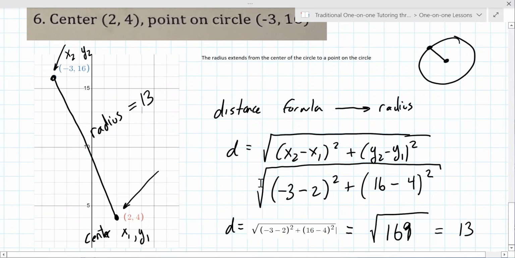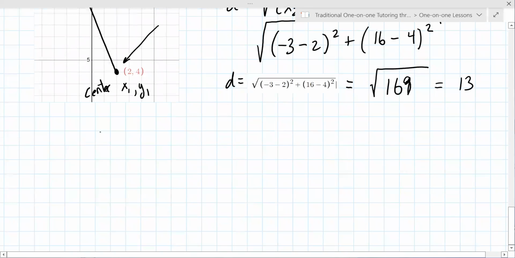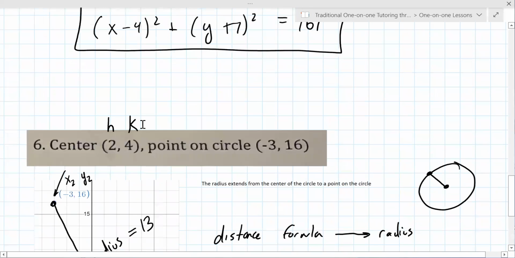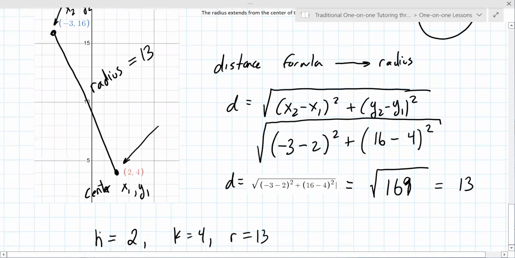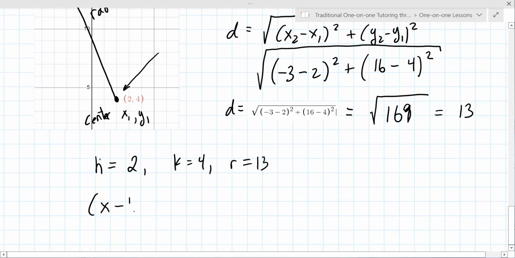So that's another reason why you need more paper. But we can go down and write our equation. We said h is, what did we say here? H is 2, k is 4, and radius is 13. So you can now write your equation of a circle, x minus h squared plus y minus k squared equals r squared.